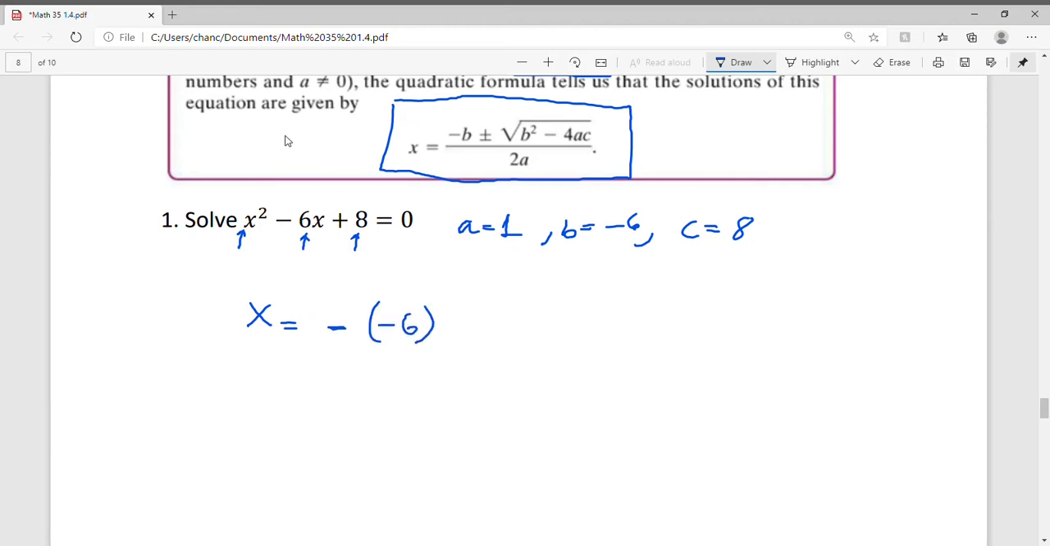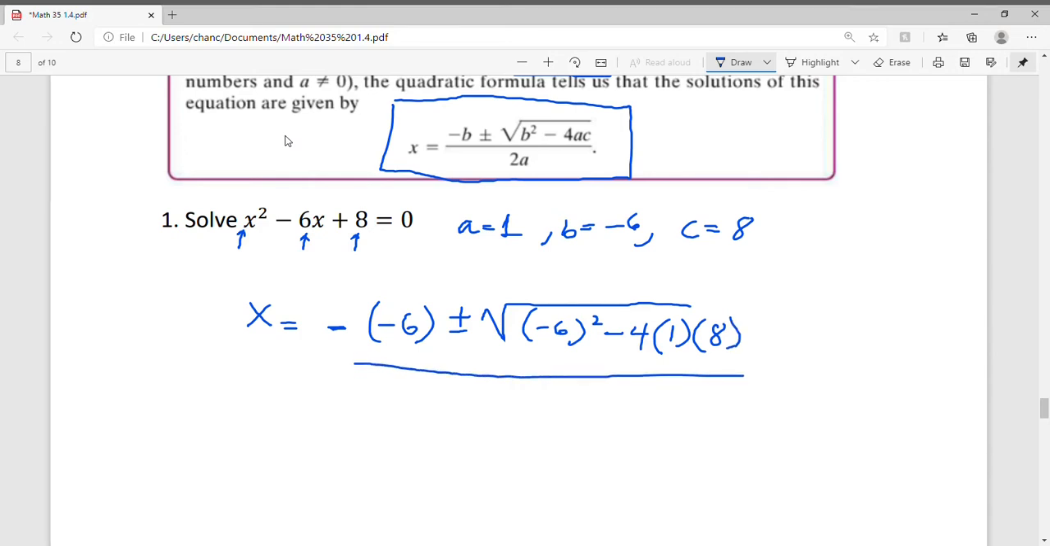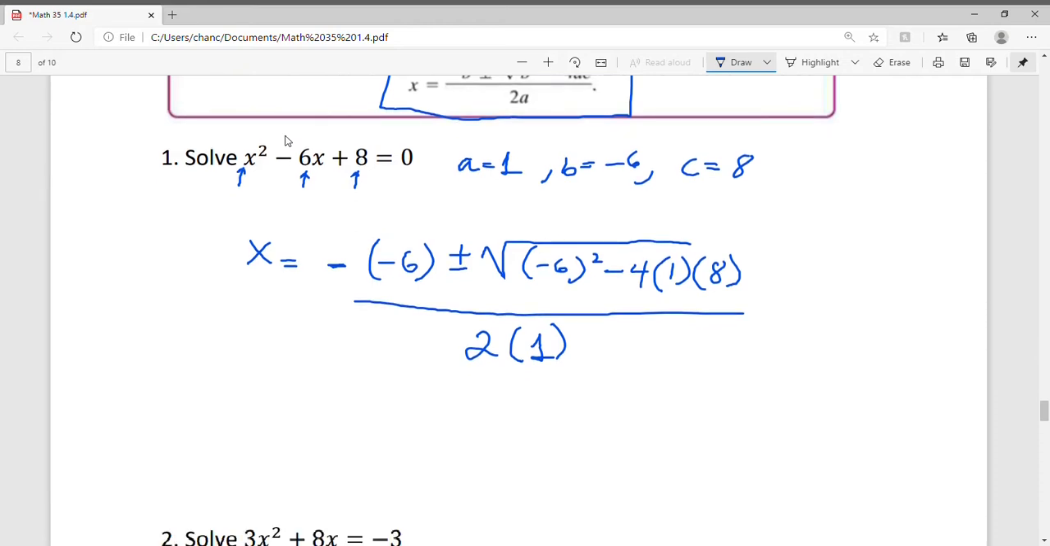negative 6 plus or minus the square root of negative 6 squared minus 4 times 1 times 8. Again, I'm just plugging it into the formula, letter by letter. Divide that by 2 times a, which is 2 times 1. Now we have x is equal to, the negative 6 becomes a plus. So we have plus 6 here, plus or minus the square root.